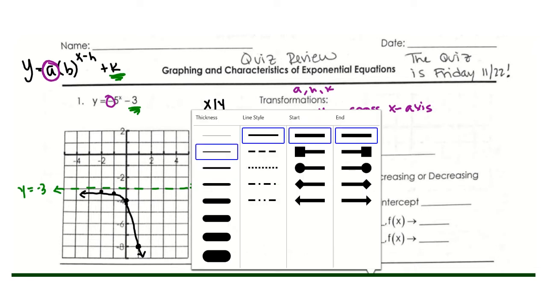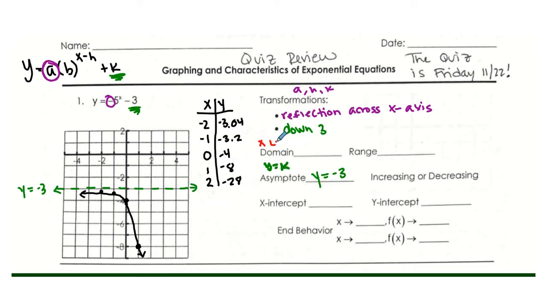Your domain are your x values from left to right. My graph is going to the left forever, so that's going to -infinity because my x values are going to get more and more negative. My graph is going to the right forever, so my x values are going to get more and more positive. So that's going to positive infinity. So my domain is from negative infinity to positive infinity, which is the same thing as saying all real numbers. Remember, we said before that this will always be your domain every time you graph an exponential function of this form.